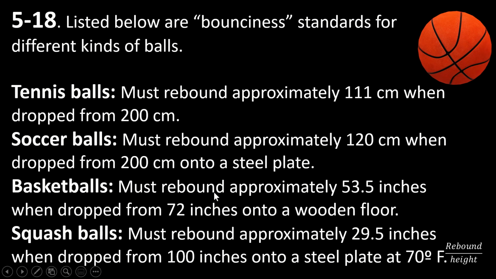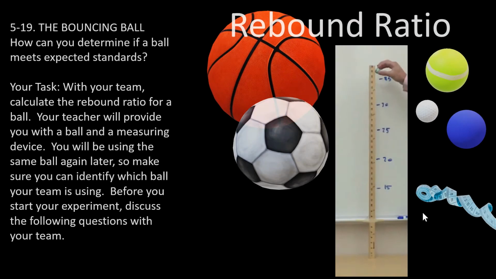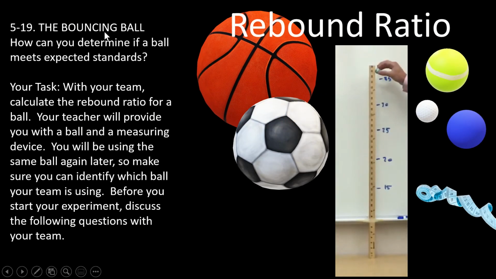A basketball must rebound approximately back up to 53.5 inches when dropped from 72 inches onto a wooden floor. That makes sense. We play basketball on a wooden floor. Squash balls, the blue ones, must rebound approximately 29.5 inches when dropped from 100 inches onto a steel plate, and then they even specify the temperature, 70 degrees. So the bouncing ball: how can you determine if a ball meets expected standards?